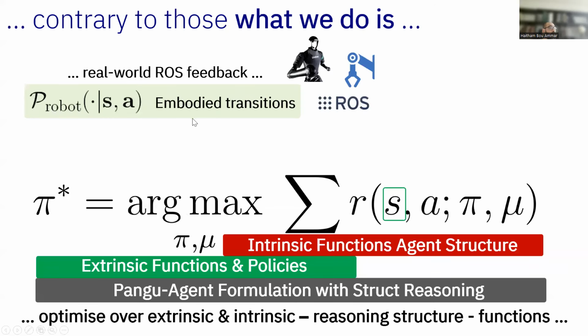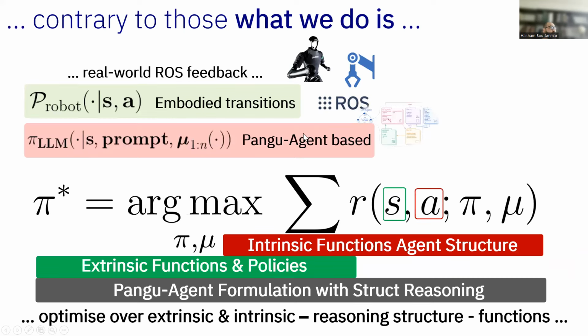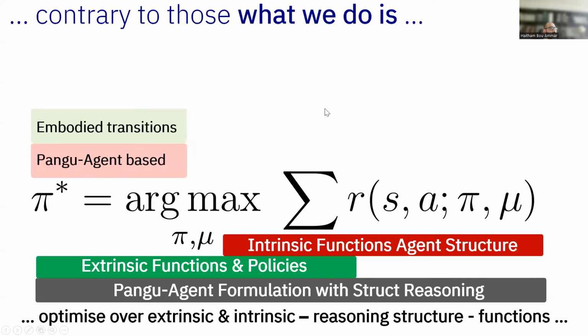Now, in our case, the state will be the real world feedback state from the robot. The action will be given by the Pengu agent policy, where you give it a prompt that has a state variable, and also a set of intrinsic functions, which are the structure of the agent. This structure could say, do this atomic action, followed by COT to find which other atomic action, and things like that. Of course, the Pengu agent also supports RAG now, so that's another option you can use if you have similar tasks and so forth.